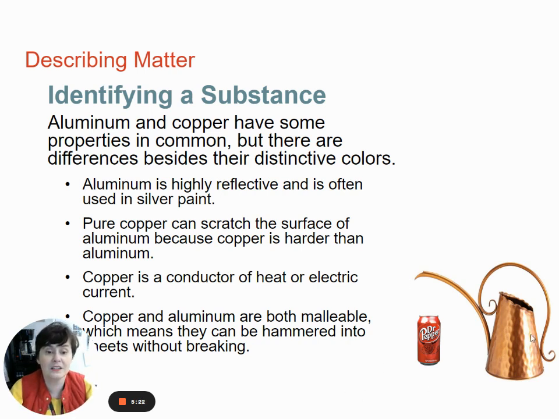Copper can conduct heat and electric current very well. Copper and aluminum have something in common: they're both malleable. They can be hammered into sheets without breaking, which gives us these wonderful flat things to make round things out of, or roundish.